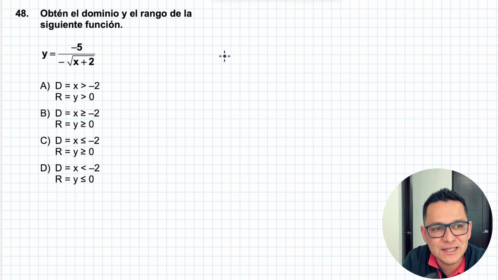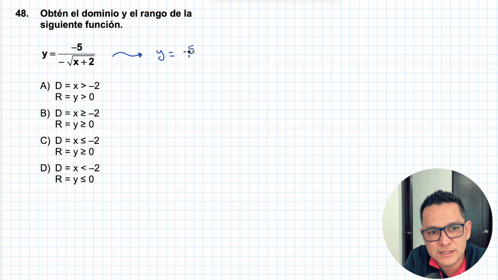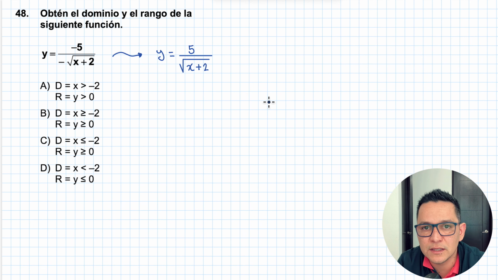Look, right from the start, I want you to notice that in the function they've given me, we have a negative in the numerator and we also have a negative in the denominator. But we already know that a negative divided by a negative is a positive. So it's really not necessary for us to include those negatives. So I'm just going to leave it simply as 5 over the square root of x plus 2.